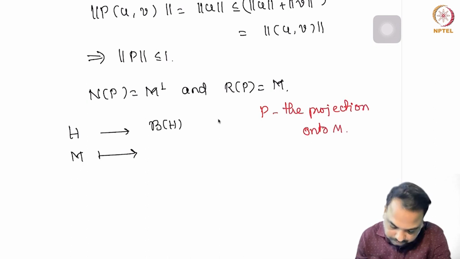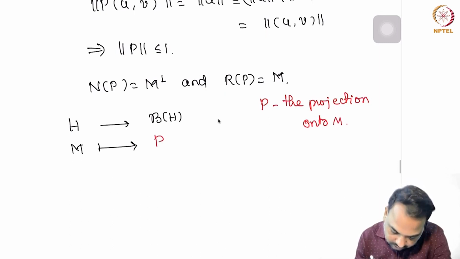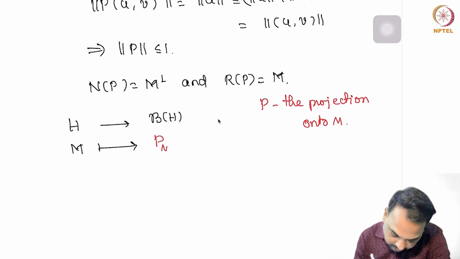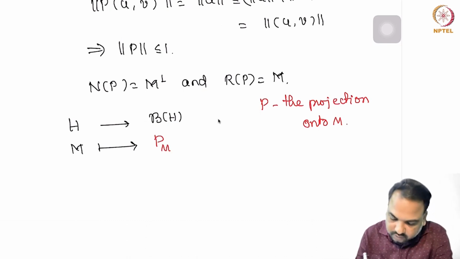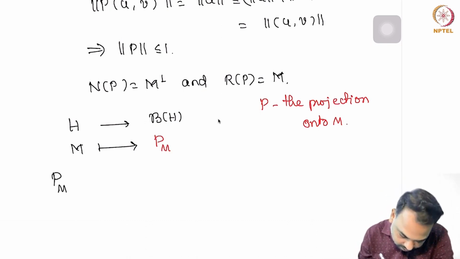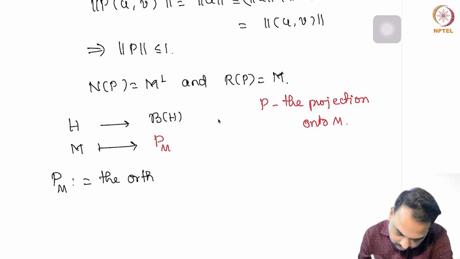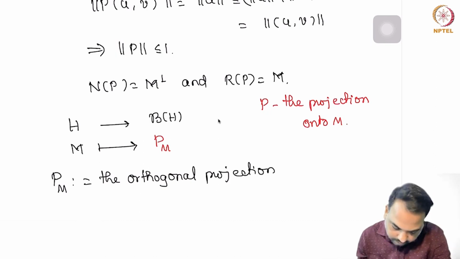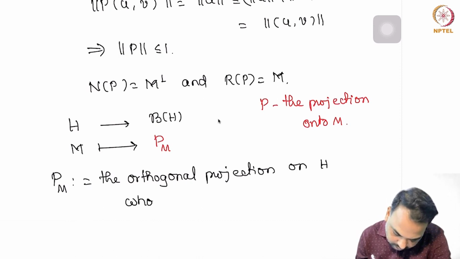And so we got a projection here. This is denoted by the projection onto M with suffix M, P_M. This is the notation we will be using again and again. P_M is the orthogonal projection on H whose range is M.